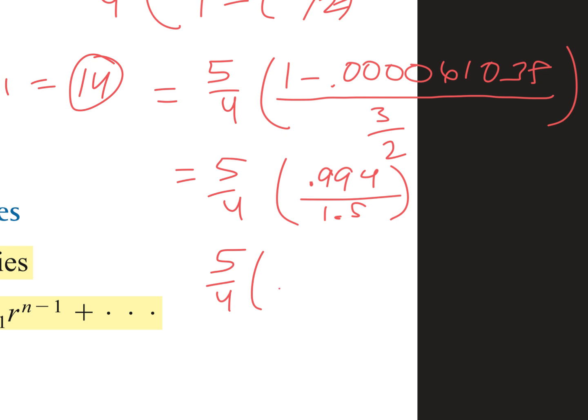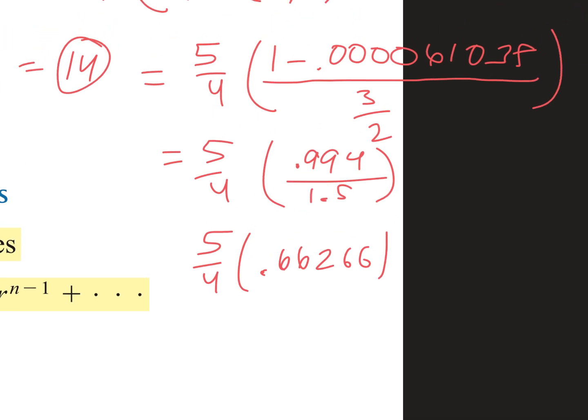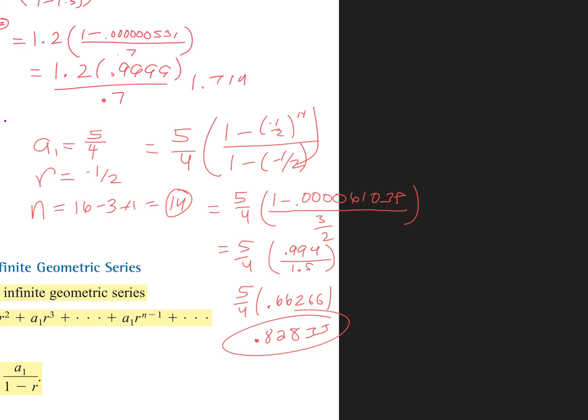What'd you guys get? 0.66, 266, all that. All right, now times that by 5/4 or 1.25. And you get 0.82833. Freddie, is that what you got? Yep. So if you know how to use your calculator and you know how to plug in using parentheses and stuff, you could do all of this in one step.